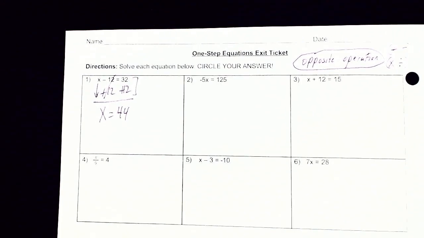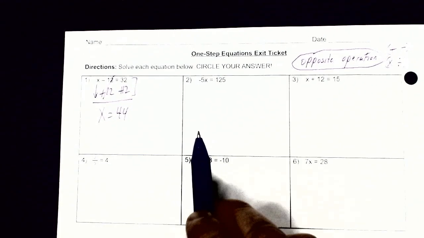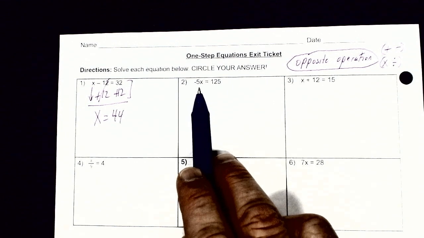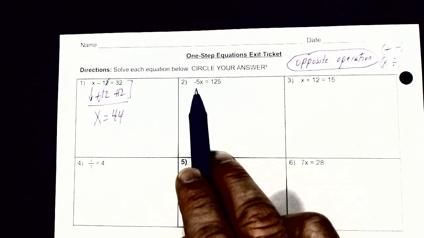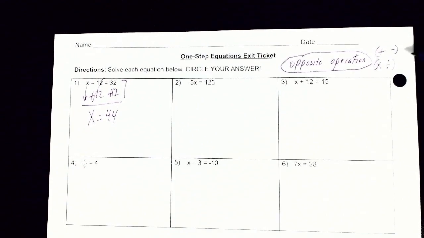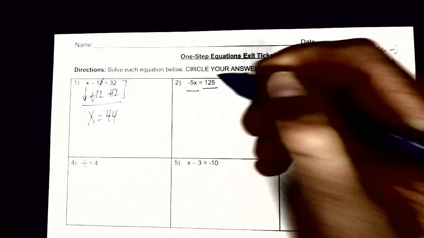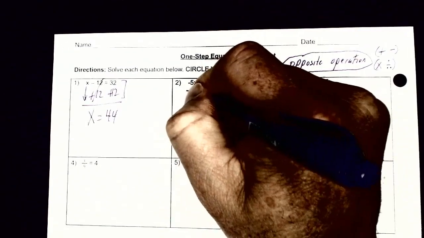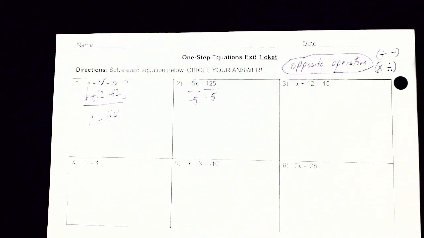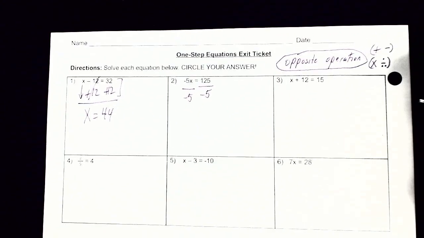Okay, let's go to the next one. Now, this is a multiplying equation. How can I tell? Because I've got a variable, which is my x, next to my 5. It's a multiplying equation. So coming over here, the opposite of multiplying is dividing. So what am I going to divide by? I want to get x by itself, so I need to get rid of the negative 5. So how do you get rid of negative 5 when you're dividing? Divide by the negative 5.